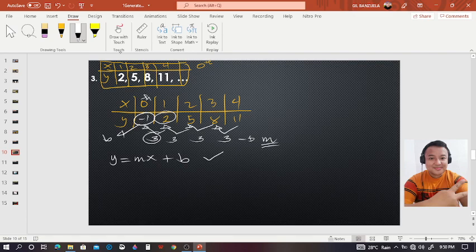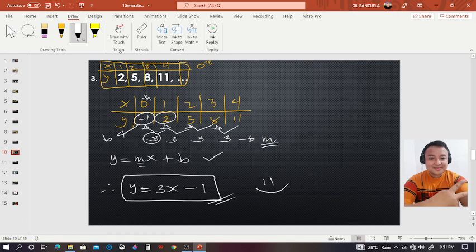So, therefore, we will arrive at y equals, your m is 3, followed by x, and your y-intercept, guys, is negative 1, so minus 1. And this is the rule that we are looking for. It's very easy, guys. Ganyan lang siya kadali on a first degree.